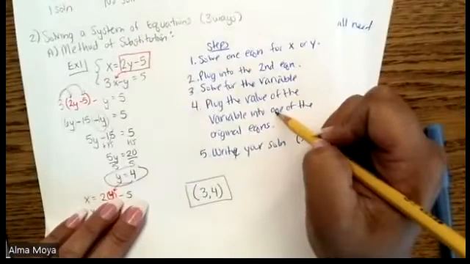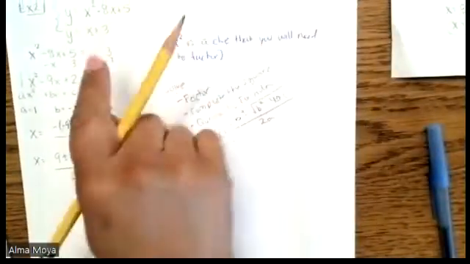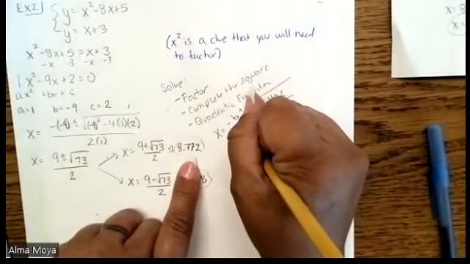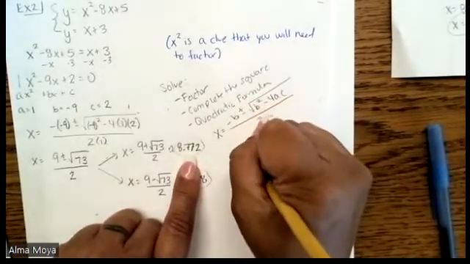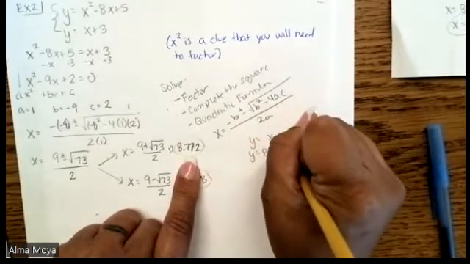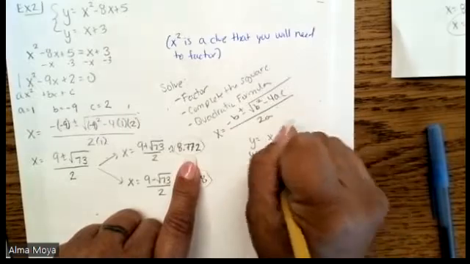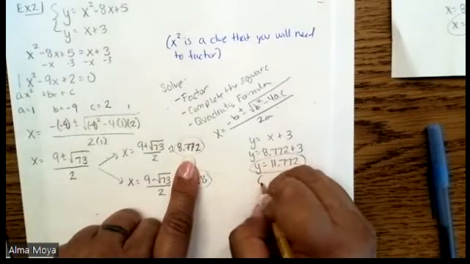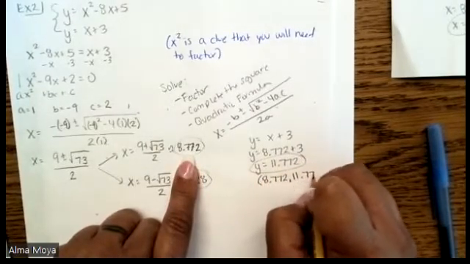So once we found the variable, we have to go back and plug in the value into one of the originals. On the originals, I'm going to plug it into this one because that one looks easy. So first I'm going to plug in this one. y equals x plus 3. So this is going to be y equals 8.772 plus 3. So here y equals 11.772. Now you're going to write your point as a coordinate point. So right here, x is going to be 8.772, comma 11.772.